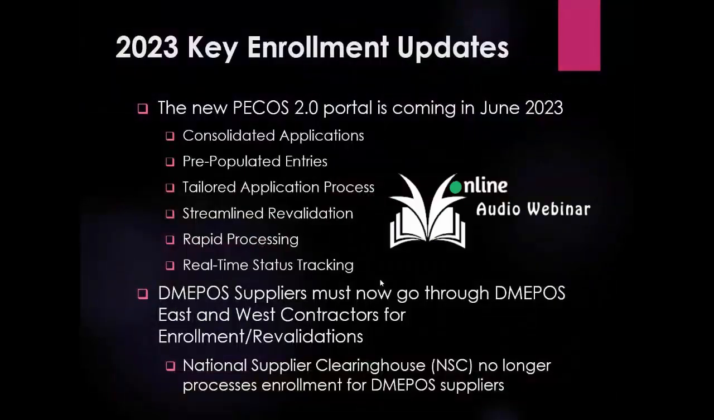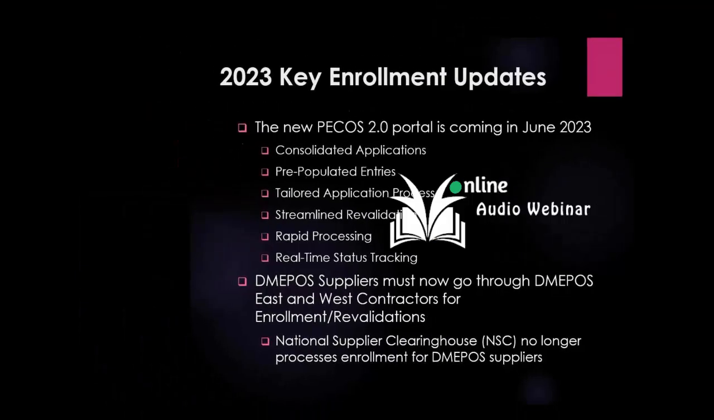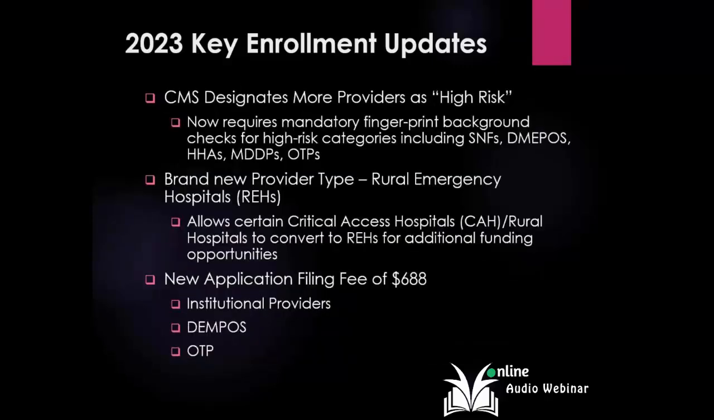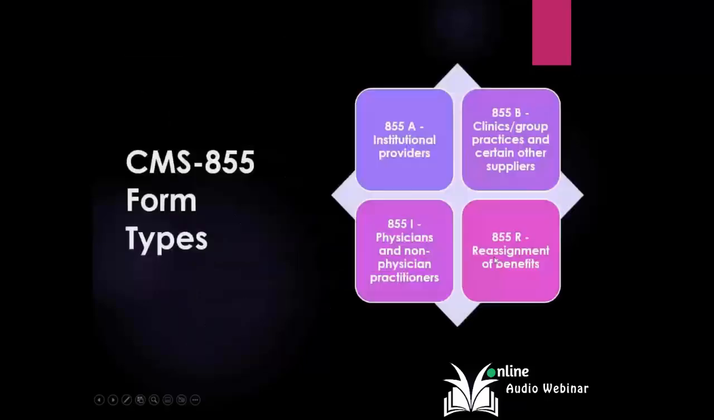So before we actually get into the forms, I just wanted to give you a high-level overview of what's changed in 2023. There is going to be a brand new PECOS portal. It's called PECOS 2.0. That's going to be coming out in June. Another pretty epic change is that there are higher levels of scrutiny being applied to certain provider types. That's the quick and dirty in terms of key updates.